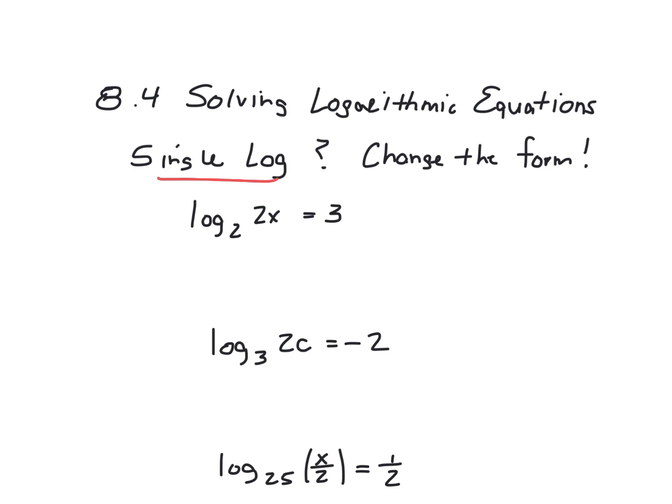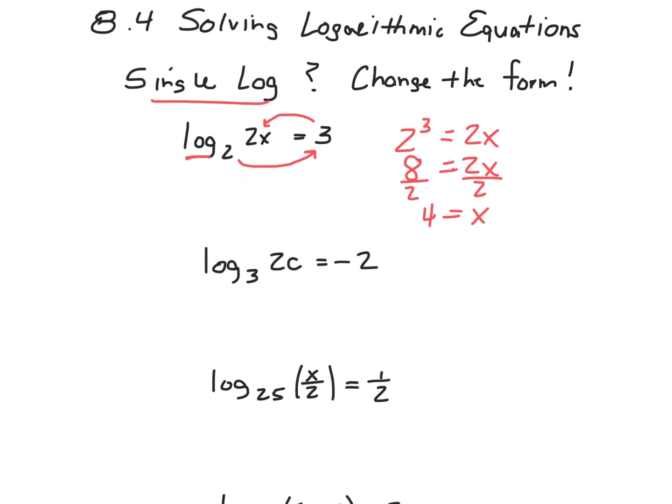So for example, in this first one, we have log base 2 of 2x is equal to 3. You can see there is only one log here. So if I change the form, starting with the base, it'd be 2 to the third power is equal to 2x. So if I write 2 to the third is equal to 2x, simplify what I can. I know 2 to the third is 8. Divide by 2, and I will get x to be 4. And if you plug that back in, that will check.